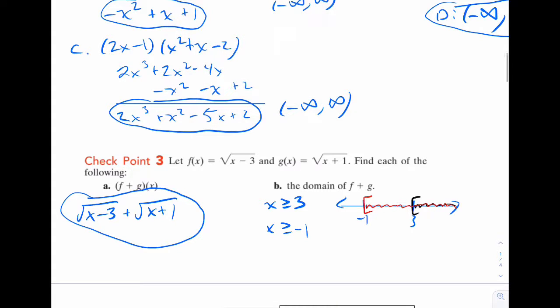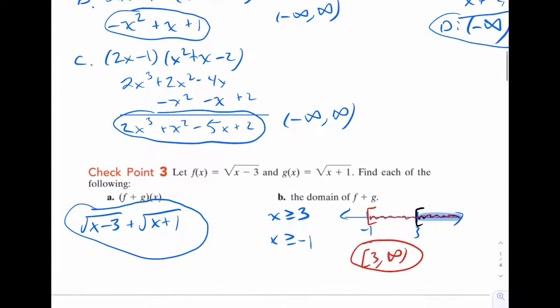So overlap happens right here, which means our domain is going to be 3 to infinity. Okay, that's it.